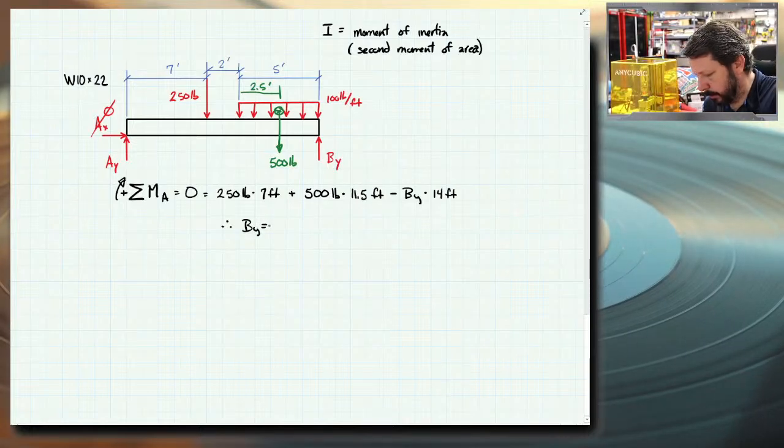So I've got to get my calculator out. We've got 250 times 7 plus 500 times 11.5. Move BY to the other side, it becomes positive. Divide by 14.